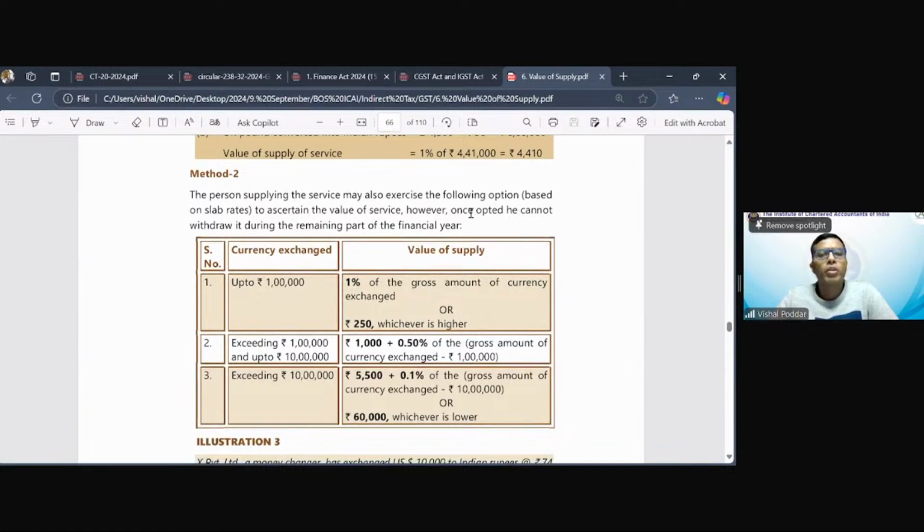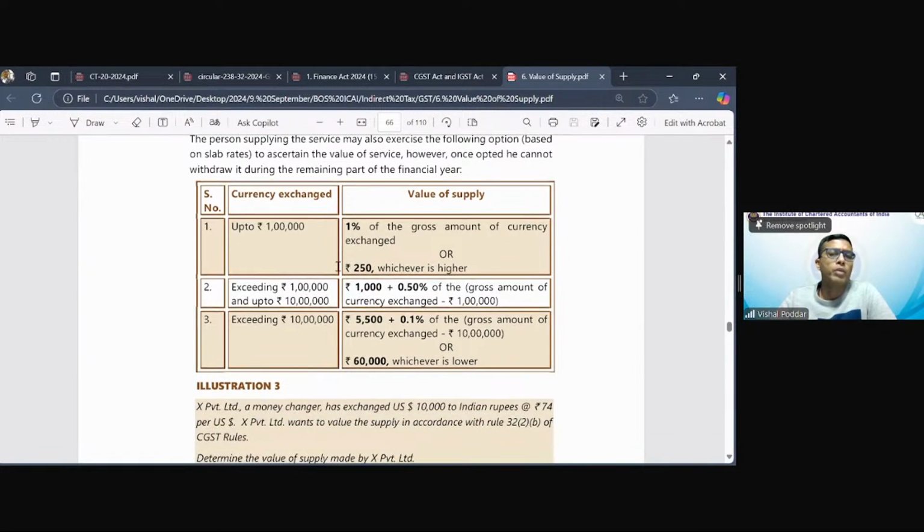Next, the person supplying the service may also exercise the following option based on slab rates to ascertain the value of service. However, once opted, he cannot withdraw it during the remaining part of the financial year. So the first method is what we studied above. The second method depends upon the amount involved; they have given you slabs. Up to the first 1 lakh worth of money exchange, we take 1% of the gross amount of currency or 250, whichever is higher. In other words, the minimum value is 250.